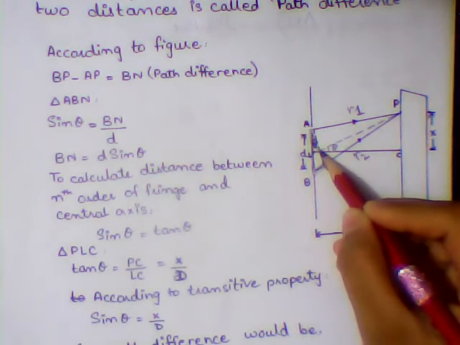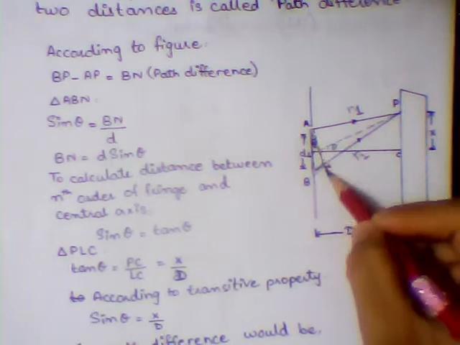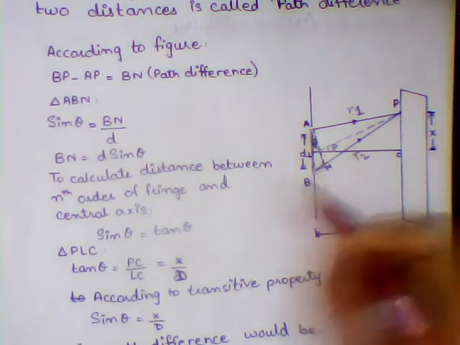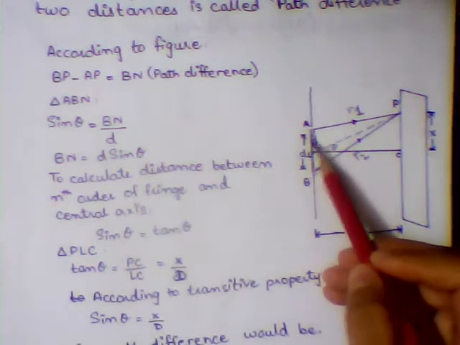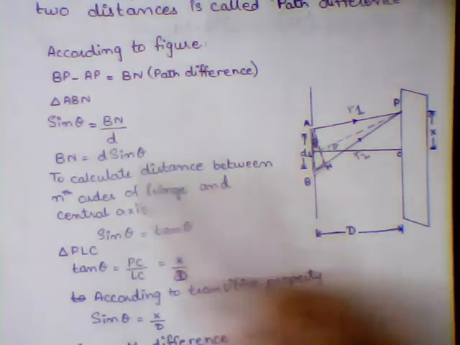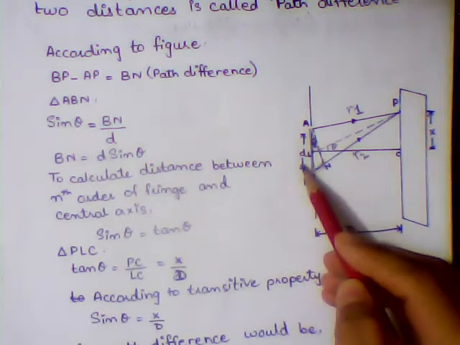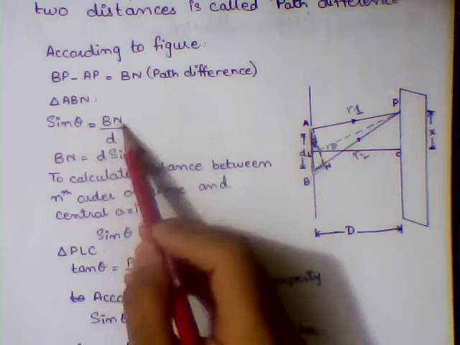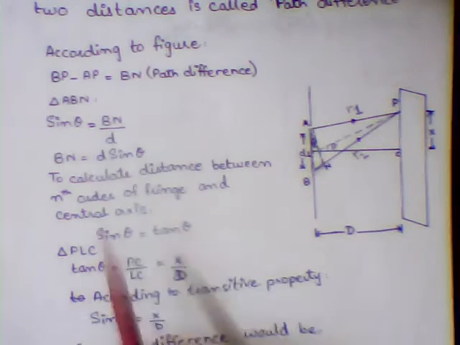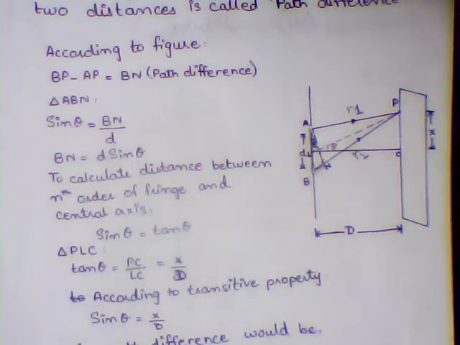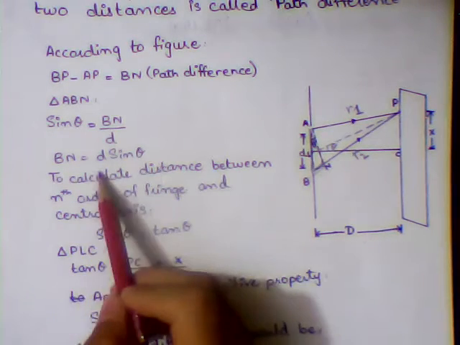Adjacent to theta is the base. An is the base. Opposite to theta is the perpendicular. Bn is our perpendicular, and this is hypotenuse AB. Since AB is exactly equal to small d, we write sine theta is equal to Bn over small d. By doing simple maths, we can transform the equation as Bn equals d sine theta.